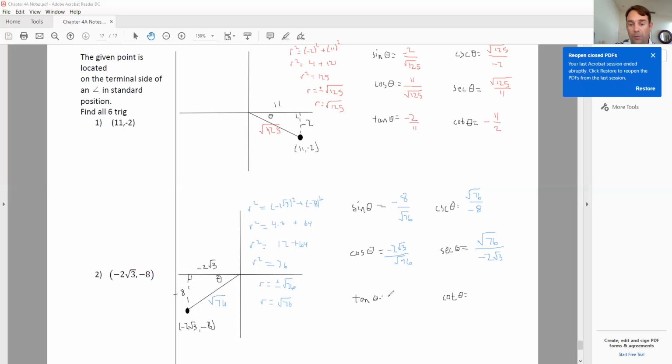Tangent is going to be y over x. Now I can divide the -8 by the -2, so I'm going to do that because, first of all, it makes it positive. And I end up getting 4 over root 3. So cotangent would be root 3 over 4.